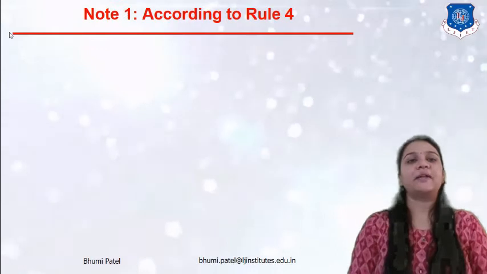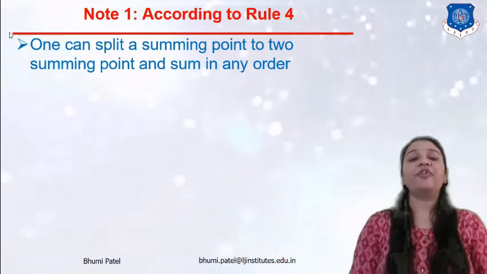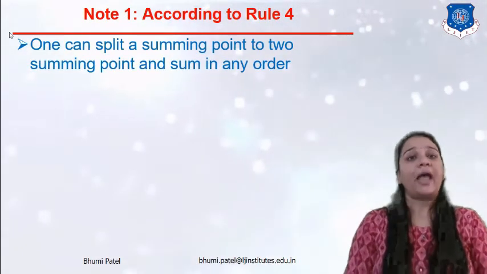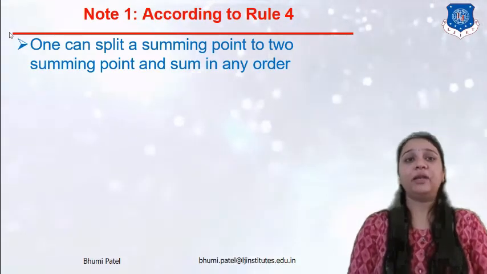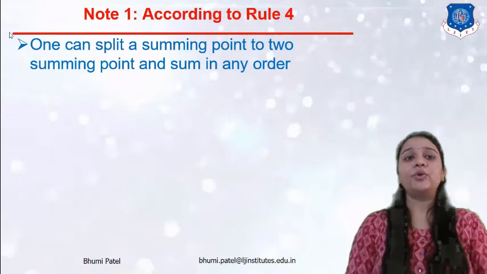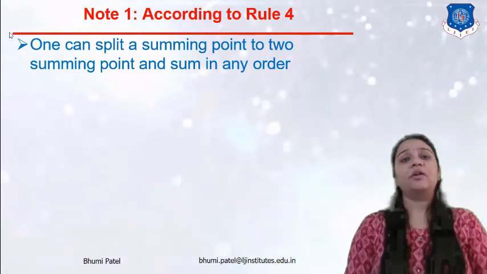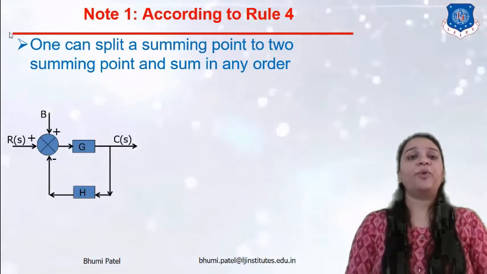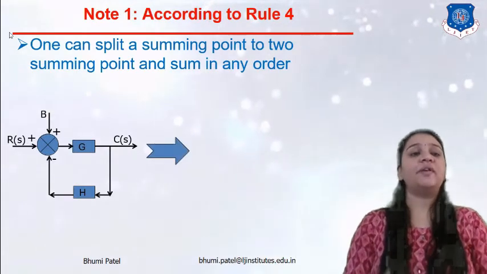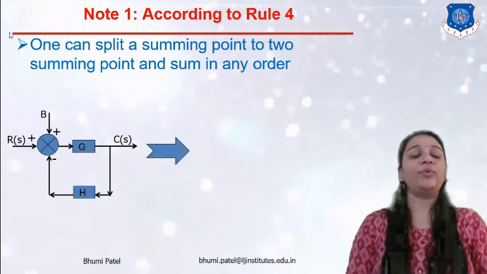Before studying the next example, according to rule number 4, one can split a summing point into two summing points and sum in any order. So here two summing points are given. R of S is our input signal and again the other input is B.